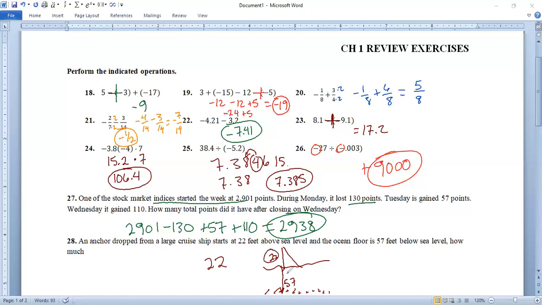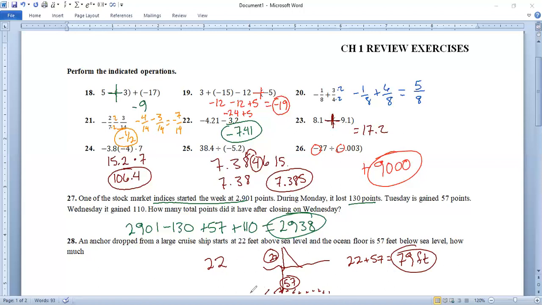Most of you will see that 22 and 57. How much anchor, how much chain does there have to be there? We're going to have 22 plus 57. And you'll see that's nice. That's what, 79? So you got to have 79 feet of chain to go all the way there.